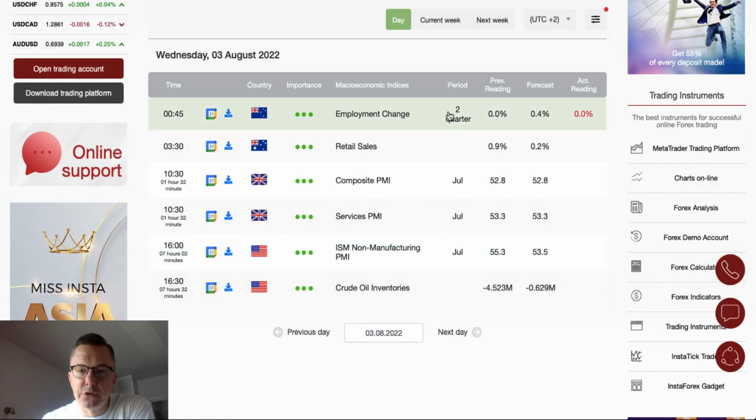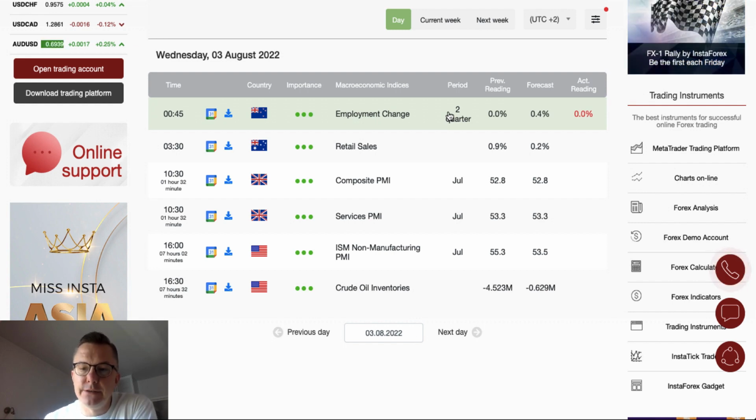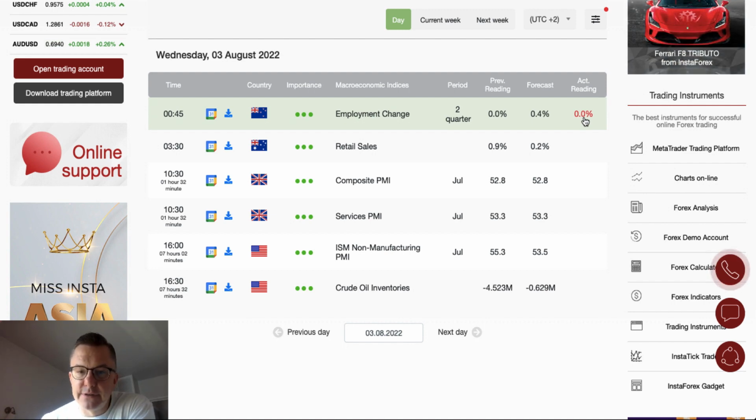Employment change data for the second quarter had been published from New Zealand, and as you can see, we are just in line with the previous reading, and the forecast was 0.4%, which means the data disappointed the market participants, and there might be some kind of a reaction on the New Zealand dollar. We will definitely find out what is going on and take a look at the New Zealand dollar today.